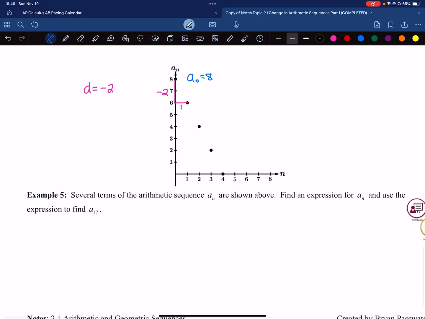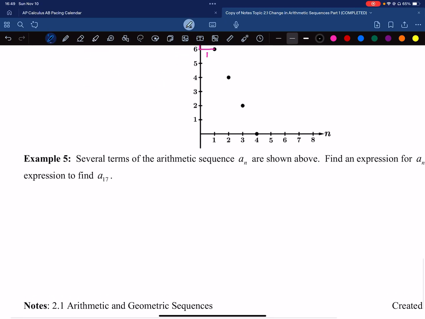So one correct equation would be a sub n equals 8 minus 2n. You could have a sub n equals, I have a point at 1, 6. So we could have 6 minus 2 times n minus 1.